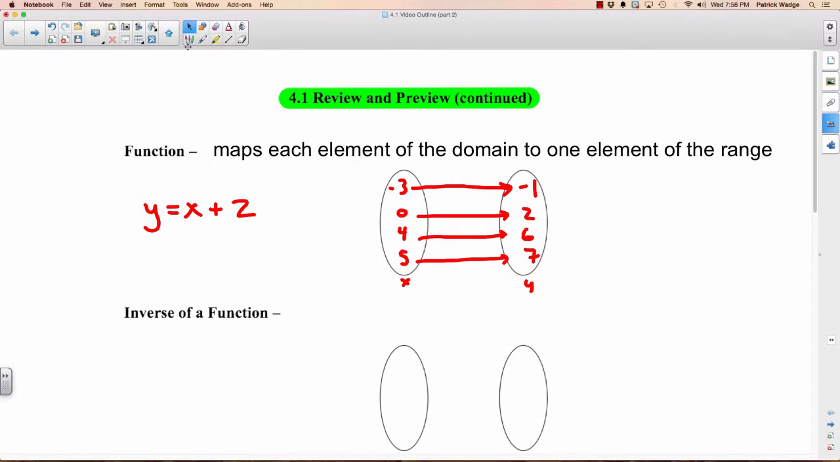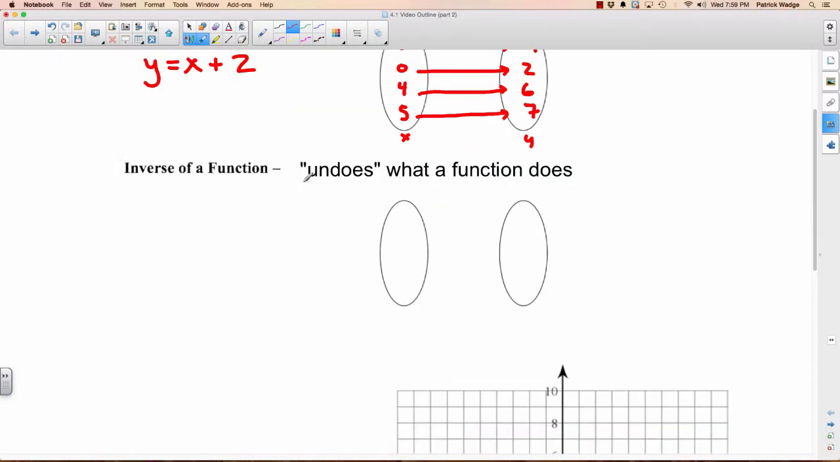Now what we're going to introduce you to is the inverse of a function. We've never talked about this before, but it's actually a pretty simple concept. What the inverse of a function does is it undoes what a function does. So if this function adds 2, guess what the inverse function does? It subtracts 2. So another way you can look at this is, as it says here, it undoes what the function does.